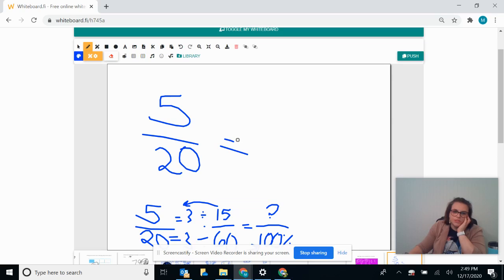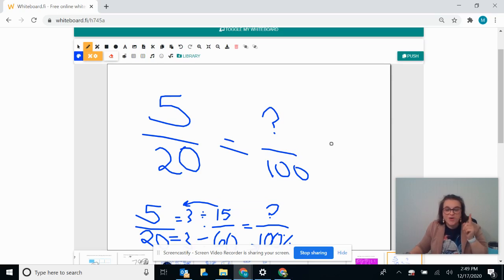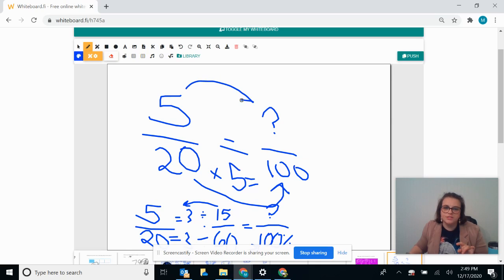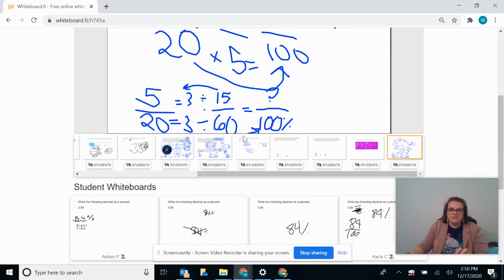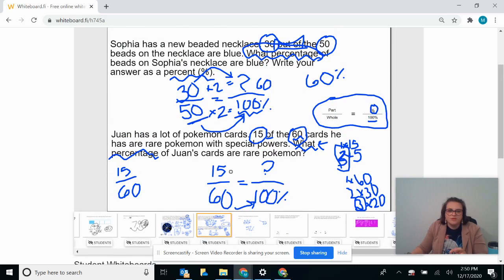All right, 5 over 20 is equal to some percent over 100. Now we can solve from 20 to 100. That's going to be times 5, because 20 times 5 equals 100. And whatever I do to the bottom, I have to do to the top. So 5 times 5 equals 25. So our answer back here for what percentage of Juan's cards are rare Pokemon, the answer is 25%.